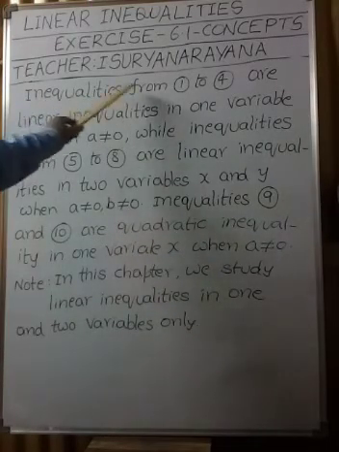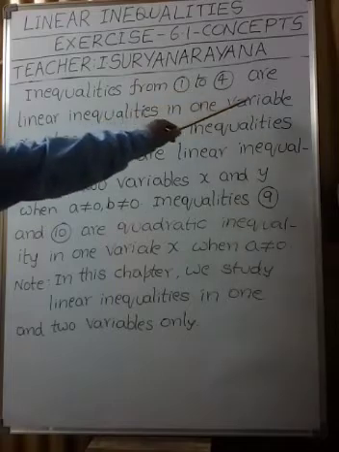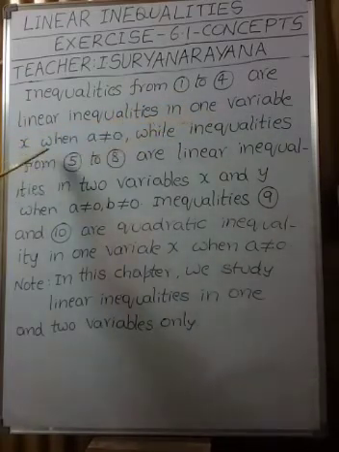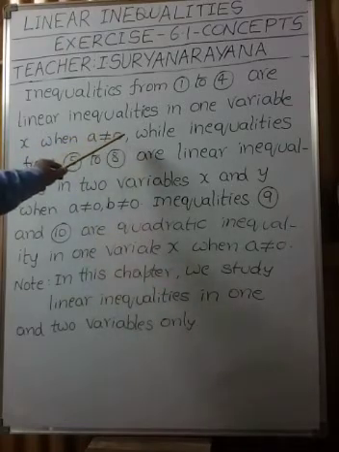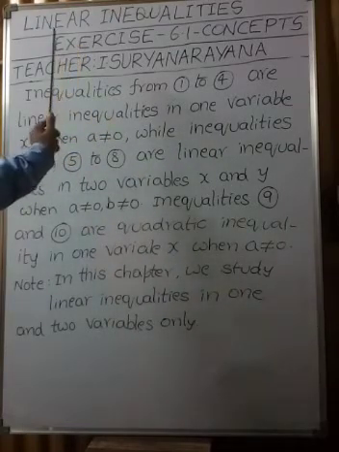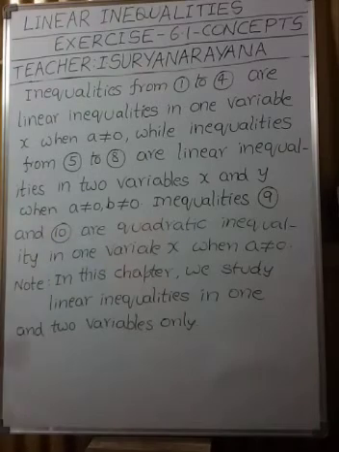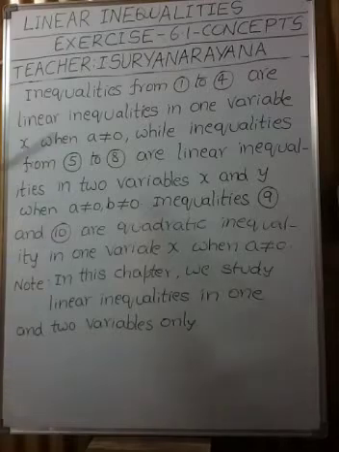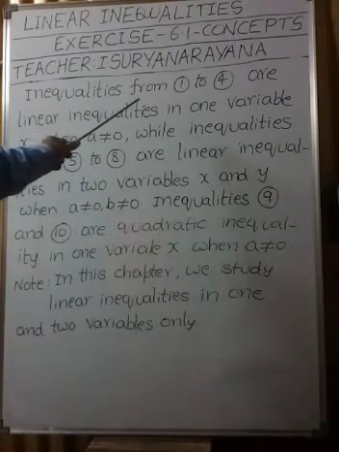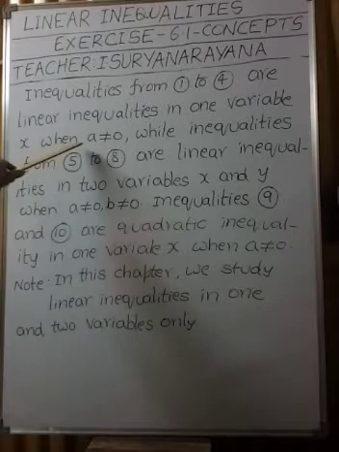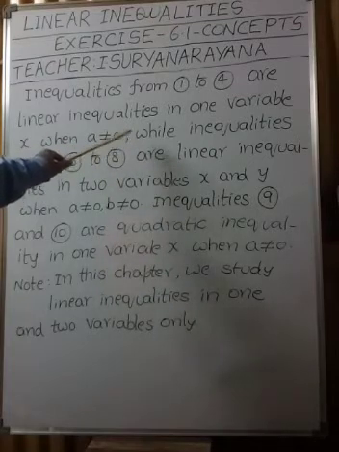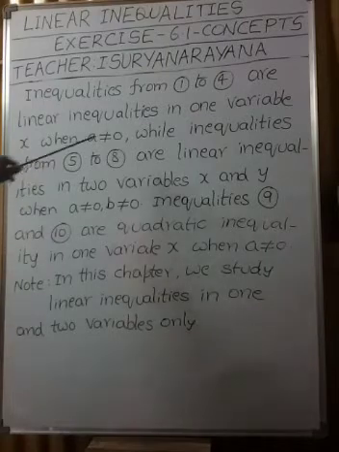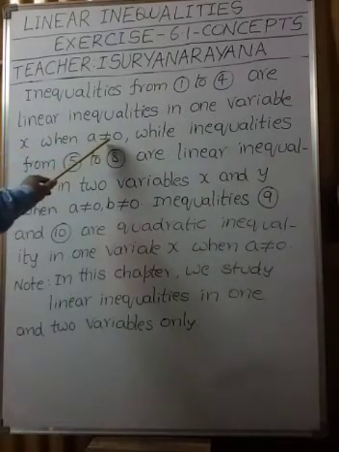Inequalities 1 to 4 are linear inequalities in one variable x when a is not equal to 0. If we observe the above 10 inequalities, inequalities 1 to 4 are said to be linear inequalities in one variable x when a is not equal to 0, meaning the coefficient of x should not be equal to 0. Understood this point, my children?